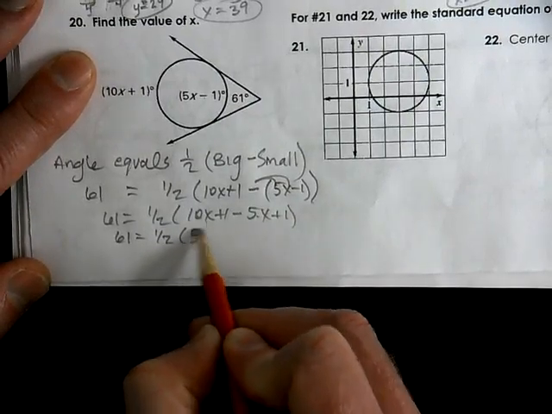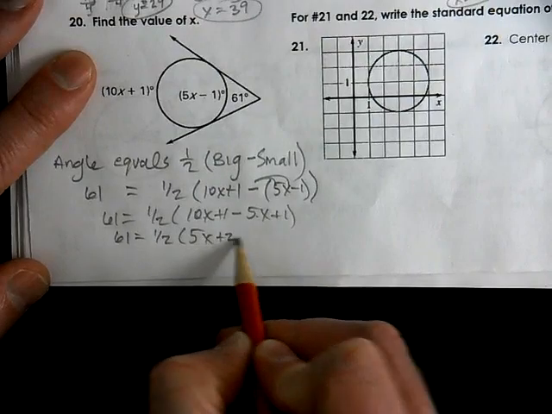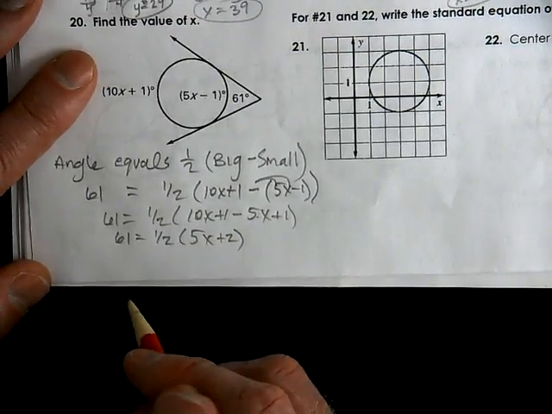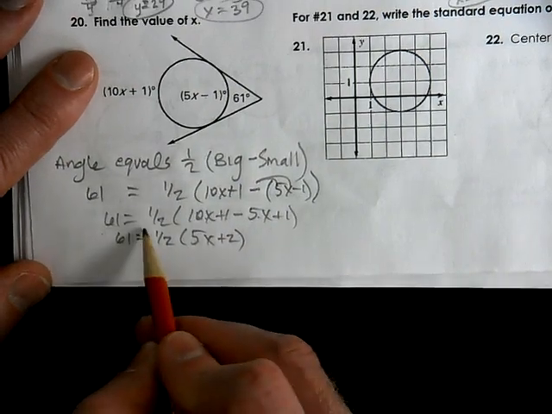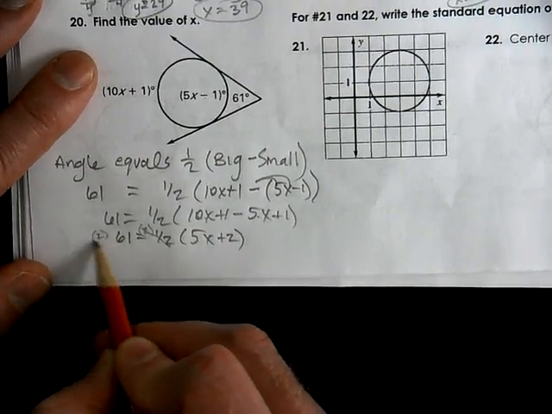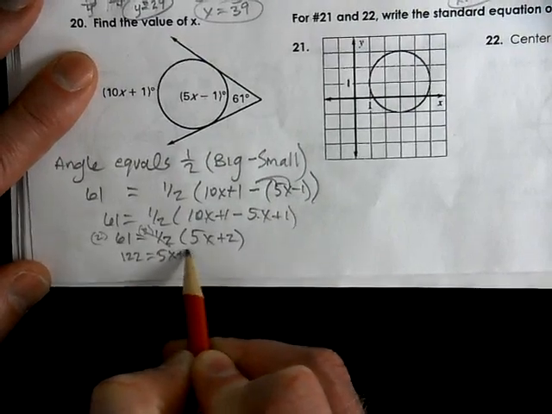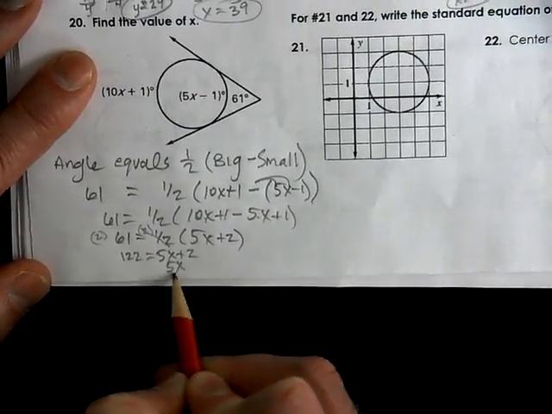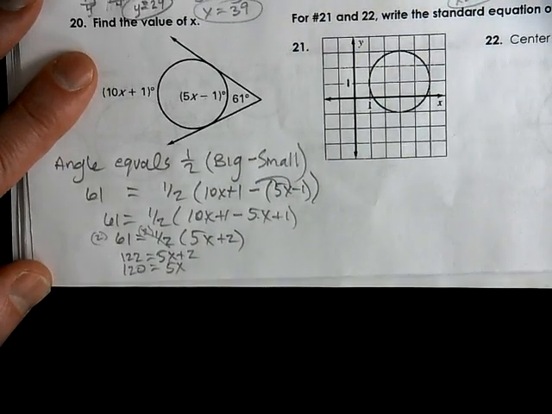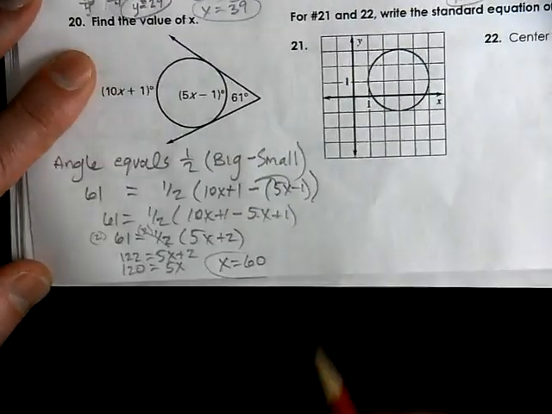So this is going to be 5x, because 10 minus 5 for the x's, and 1 and 1 is 2. I'm not going to take half of 5, because that gets me a fraction or a decimal. I'm going to times by 2. That gets rid of my half. And times by 2 gets me 122. Subtract the 2 gets me 120. And x is going to be 60.